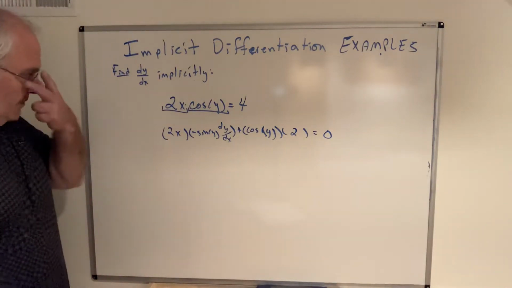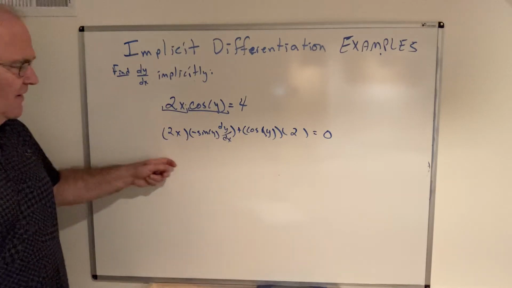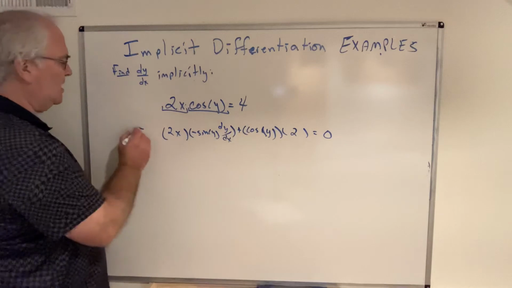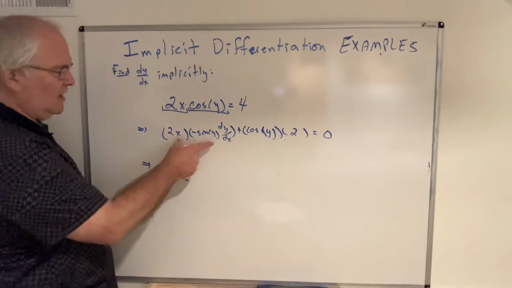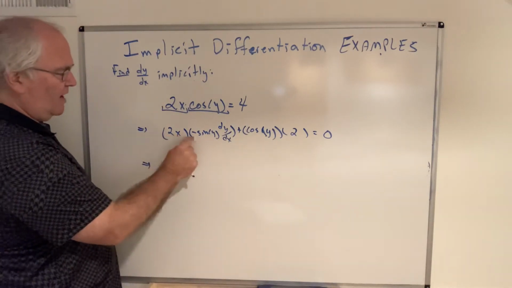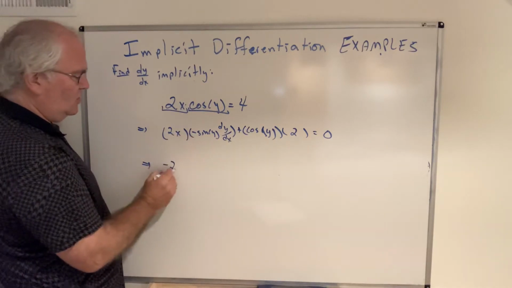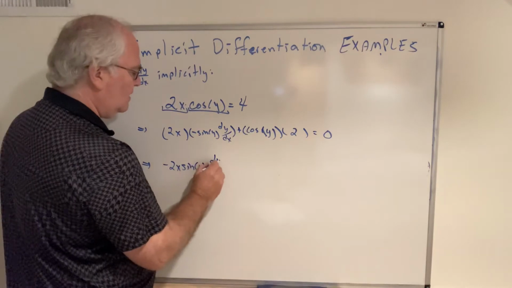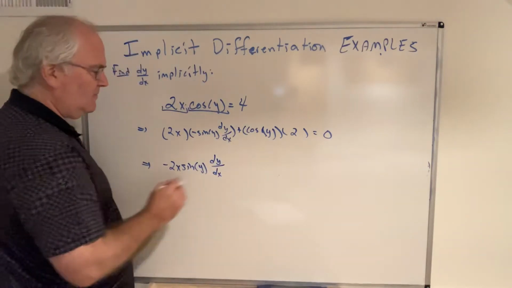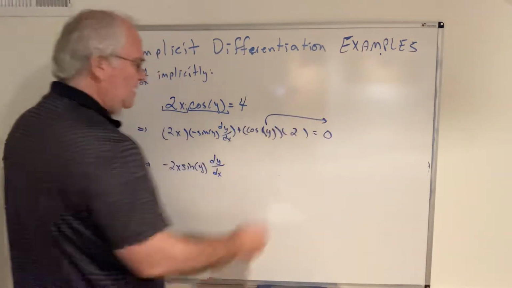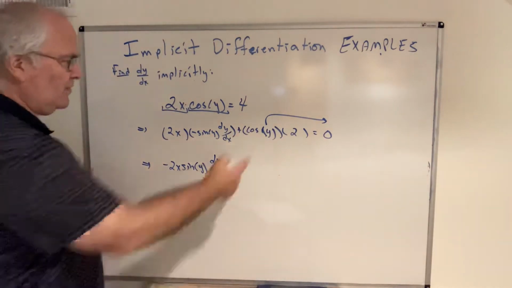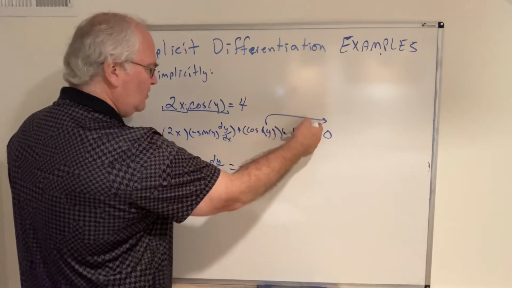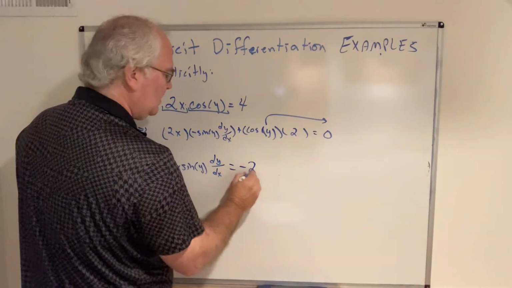Now let's see. All the dy dx terms go to the left. All the non-dy dx terms go to the right. And I'm going to clean things up as I go. This implies this. What do we have here? We have negative 2x sine of y dy dx. And then this needs to move to the other side of the equation. And I'm going to throw this 2 out front as a coefficient. So this is negative because I have to move it across the equal sign.